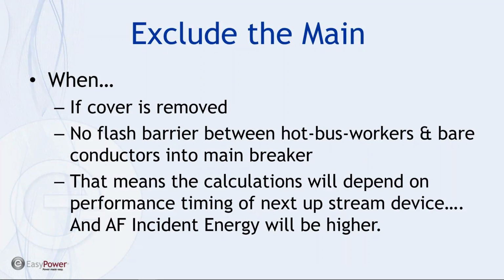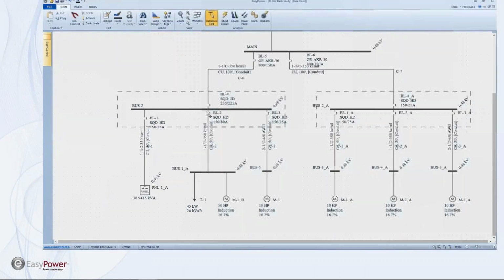So if the cover is removed and there's no flash barrier between the hot bus that I'm working on as an operator or technician, and there's no barrier between me and the bare conductors coming into the main breaker, then that means the calculations must depend on the performance of the next upstream device. So let's see how this looks in real life. We have a typical radial system. If I'm going to work on this bus 2, take the cover off the panel, if there's not a barrier between me and the incoming conductors of this breaker, then I cannot rely on the performance of that breaker adequately protecting me as a worker.